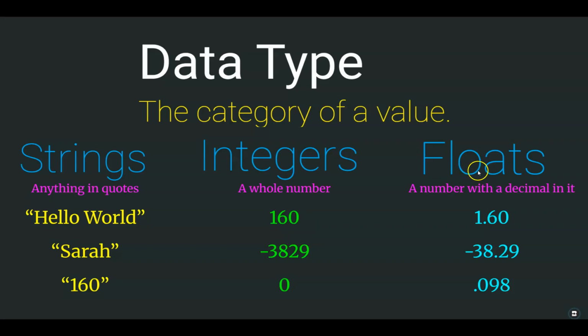Then we have what's called a float, and a float is any number with a decimal in it. So 1.60, minus 38.29, 0.098, those are all floats. And this is important because when we handle numbers and computations in Python and in other languages, it's really important that we discern, are we talking about whole numbers or are we talking about floats? So you have to know which one you need to use, or which one you are using, or which one you have to convert something else into. Sometimes you're going to convert an integer into a float so that you can do some sort of a computation.